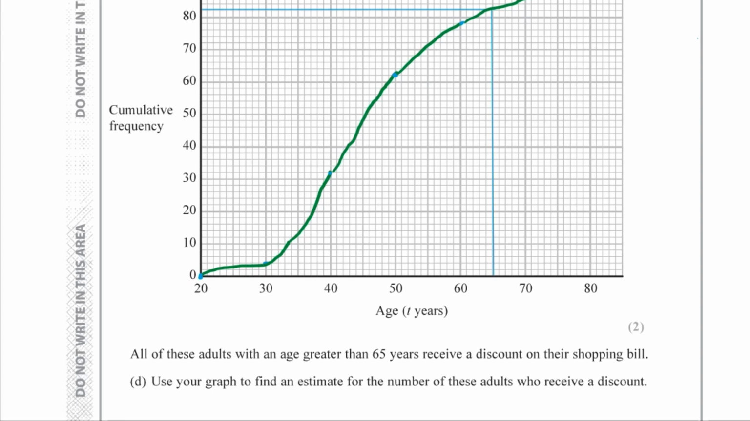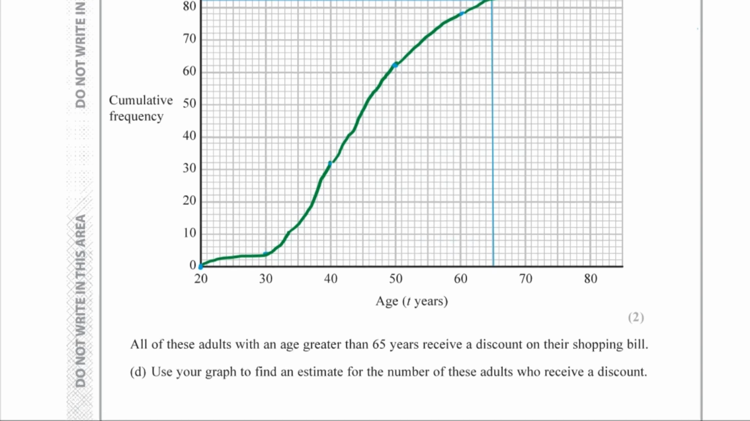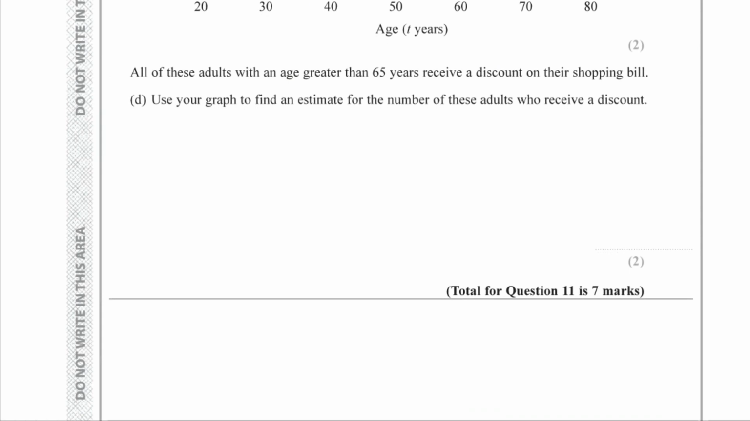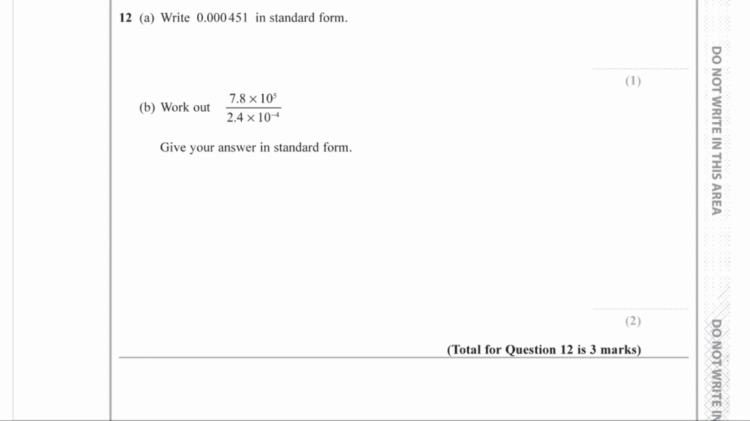If we think about the number of people we have between 82 and 90, so the people who are older than 65, there'll be 8 people. 8 people who are older than 65 years old and who will receive a discount. Of course, this is an estimate. It's not an exact number, but it's as good as we can do with this graph. Moving on to question 12 here.